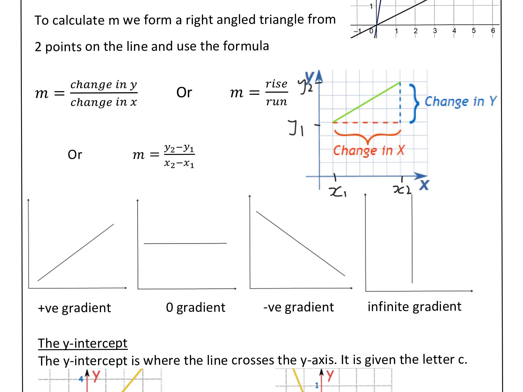So we can think of it 3 ways. Just only remember one. That's all you need. Draw your right angle triangle. It's the change in y divided by the change in x, or it's the rise divided by the run, or if you pick these 2 coordinates, it'll be y2 minus y1 divided by x2 minus x1.